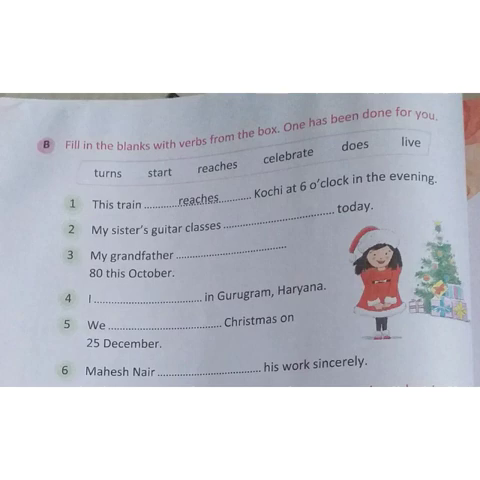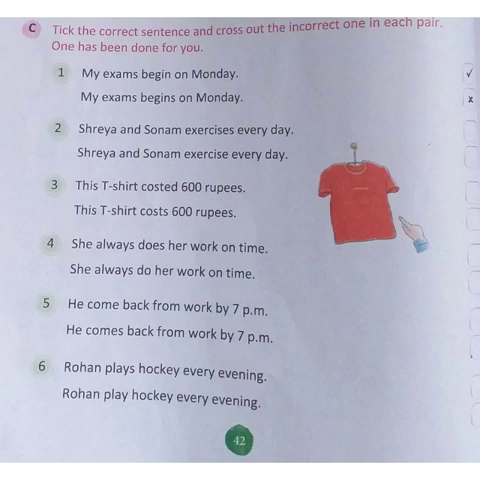Very good. Now the last exercise. Tick the correct sentence and cross out the incorrect one in each pair. Look at the second sentence. Shreya and Sonam exercises every day. Shreya and Sonam exercise every day. Which is the correct one, children? Shreya and Sonam. There are 2 people. So it's plural. So with a plural noun, you will use the base form of the verb. So the correct sentence is the second one. So you will tick it and cross the first one.